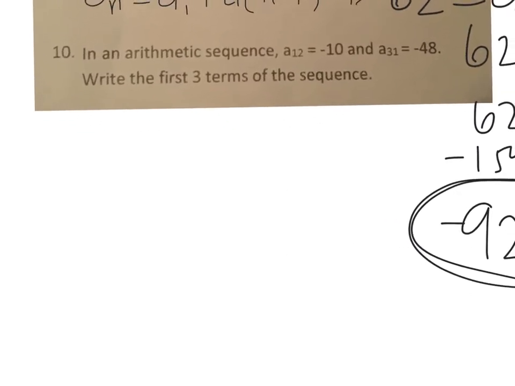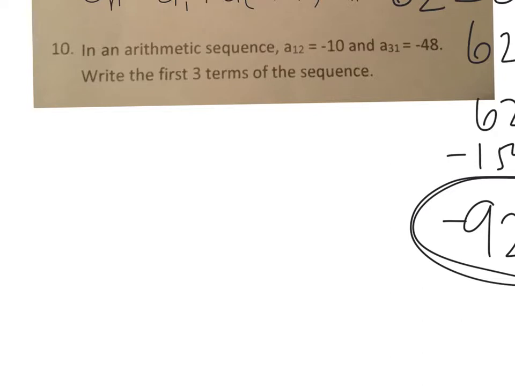Okay, now in this other one, we're given two terms. We're given the 12th term, which is negative 10, and the 31st term, so dot, dot, dot, is negative 48.